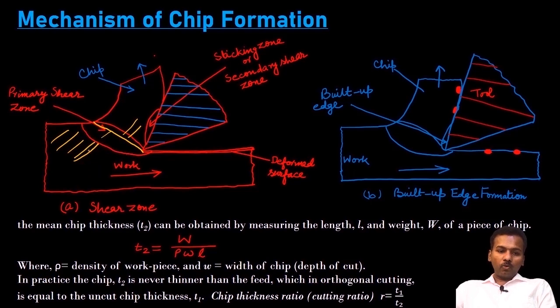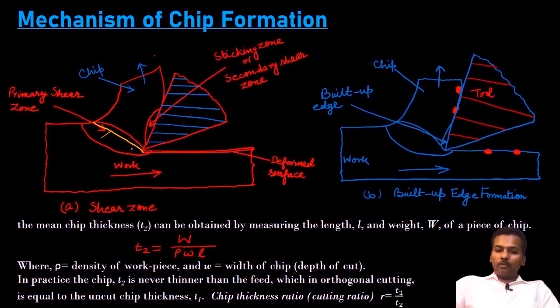So now come to the first approximation. What happens if the transition happens by crossing a linear zone, that is the linear line, this line? This is the primary shear zone, and this is the secondary shear zone.